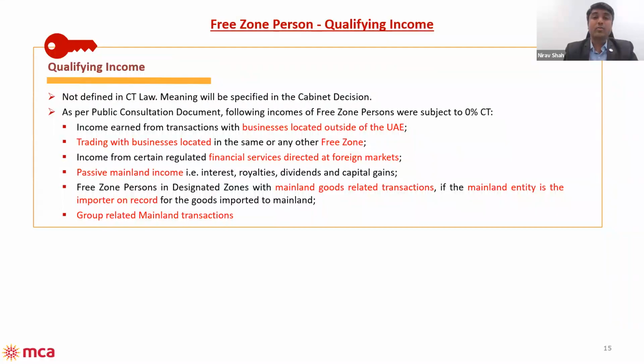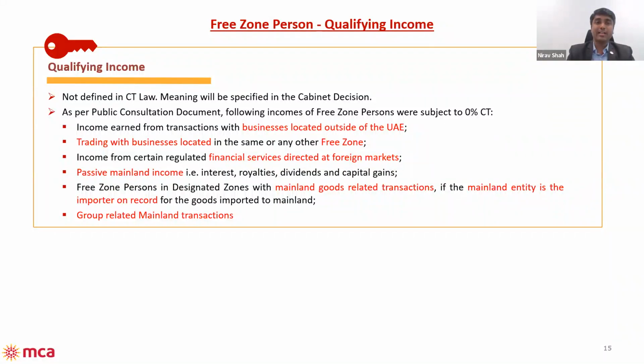Now, what is qualifying income? As we mentioned earlier, it has not been specified in the law as of now, but in the draft regulation, that is the public consultation document, we were given a hint that these kinds of incomes may be subject to 0% tax, and accordingly, they may be treated as qualifying income.